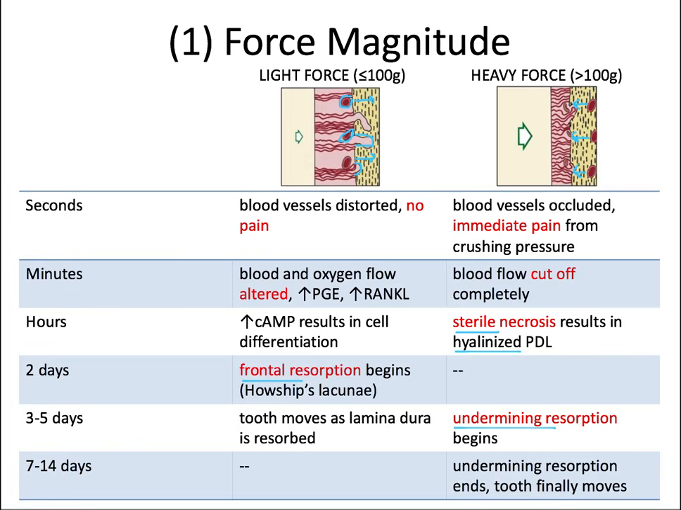So those osteoclasts have to eat away from the inside until all of that block of bone has been removed. That process of undermining resorption finally finishes in about 7 to 14 days, and then the tooth is able to move, but it's able to move a relatively far distance since all of that block of bone has been removed from the compression side.